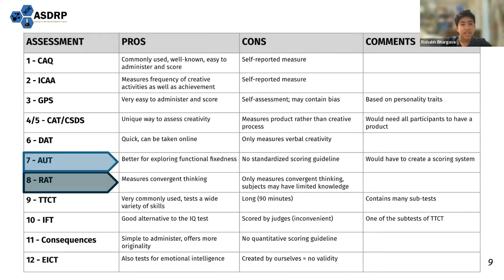Next, we have the IFT, or the incomplete figure test, which is part of the TTCT. In this, one of the biggest things is that it's an alternative to the IQ test. However, it has to be scored by expert judges, which makes it inconvenient for some people like us just doing our research on other people. Finally, we have the consequences test, which is simple to administer and offers a lot more originality. However, there is really no good way of scoring it, as someone might look at some consequences and actions and say this is really good, while other people might not think it's detailed enough. And we have the IECT, which is the emotional intelligence test, and it measures that pretty well. However, it has to be created by us, and as such, it couldn't be as widely used.